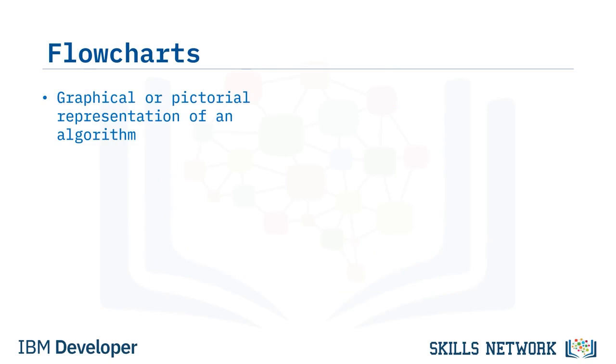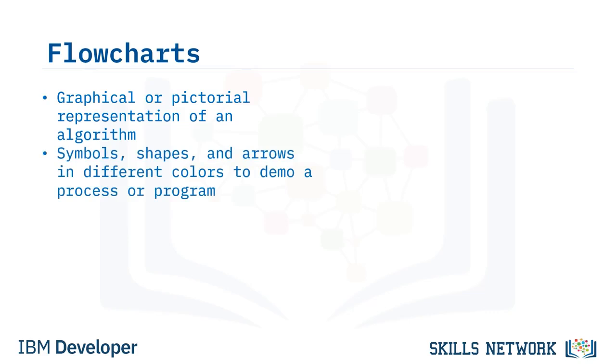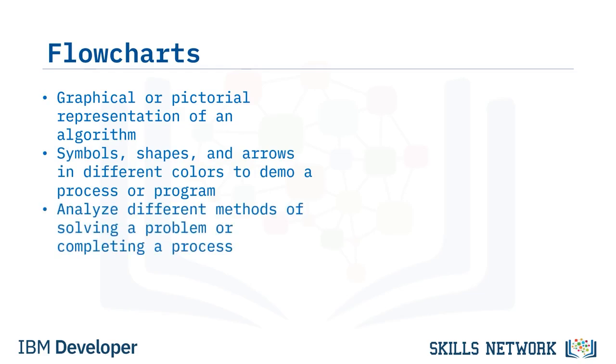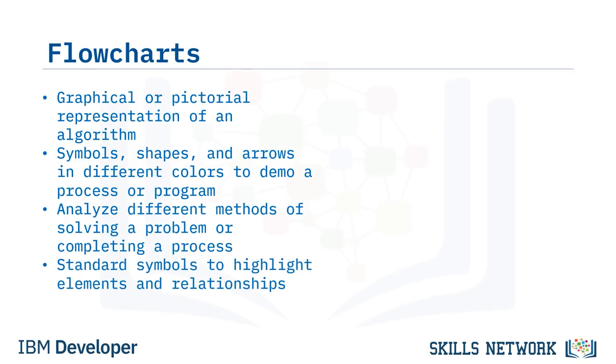A flowchart is the graphical or pictorial representation of an algorithm using different symbols, shapes, and arrows in different sizes and colors to demonstrate a process or a program. The main purpose of using a flowchart is to analyze different methods of solving a problem or completing a process. Several standard symbols are applied in a flowchart, and you can easily highlight certain elements and the relationships between each part in the process. Some traditional flowchart shapes used for programming concepts are start-end, a capsule, process, a rectangle, decision, a diamond, data, a parallelogram, and connectors as arrows.